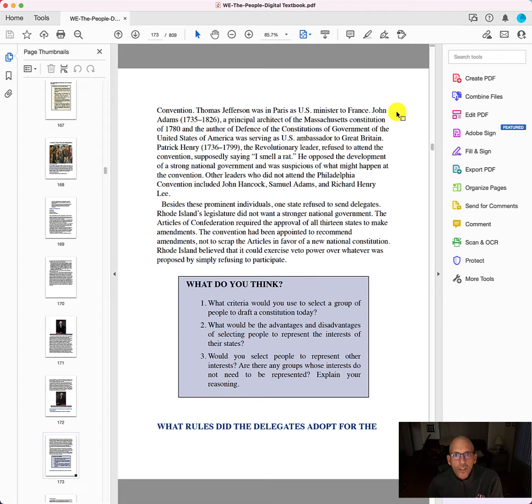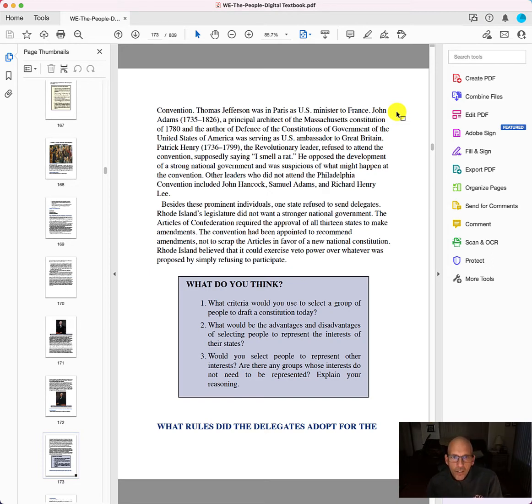Patrick Henry, the revolutionary leader, refused to attend the convention, supposedly saying, "I smell a rat." He opposed the development of a strong national government and was suspicious of what might happen at the convention. Other leaders who did not attend the Philadelphia Convention included John Hancock, Samuel Adams, and Richard Henry Lee.